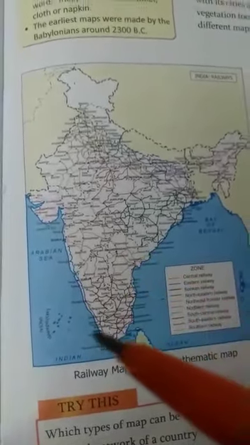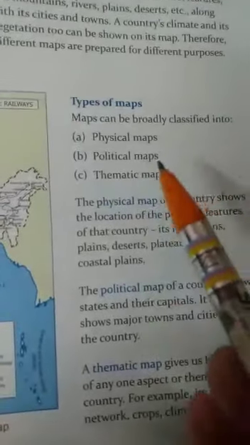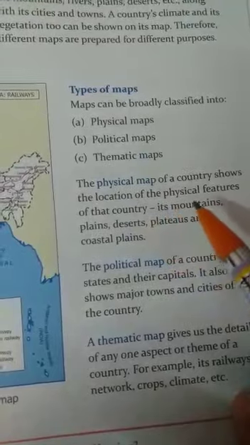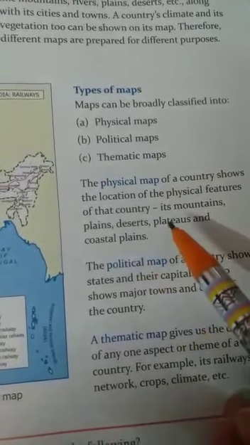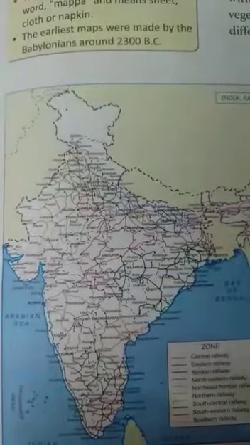Now there are different kinds of maps. There are mainly 3 types of maps: physical maps, political maps, and thematic maps. The physical map of a country shows the location of the physical features of that country, its mountains, plains, deserts, plateaus, and coastal plains. The political map of a country shows states and their capitals. It also shows major towns and cities of the country.